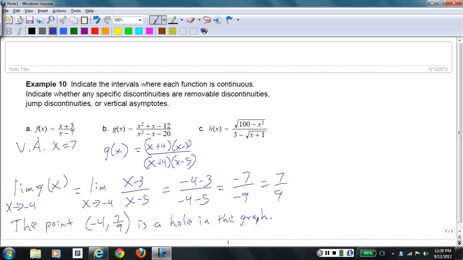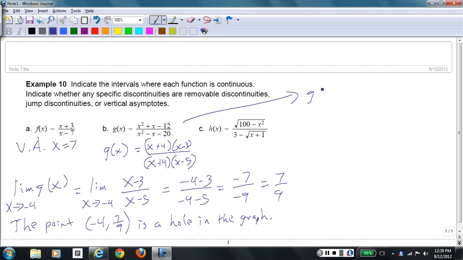When x gets really close to -4, it's just that x doesn't actually get to -4, so that point is not on the graph. It's a point of discontinuity, and it's a removable discontinuity. If we wanted to remove this discontinuity, we could do so simply by defining the function to equal 7/9 at -4. We could do something like this.